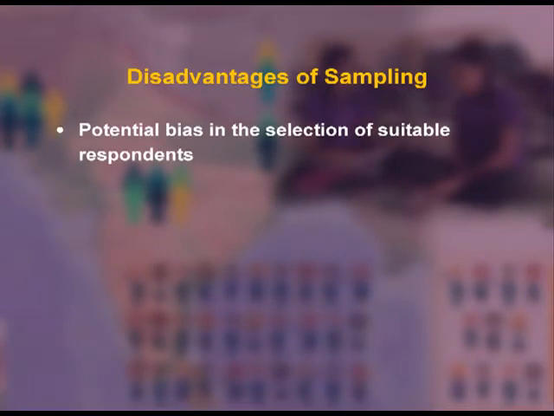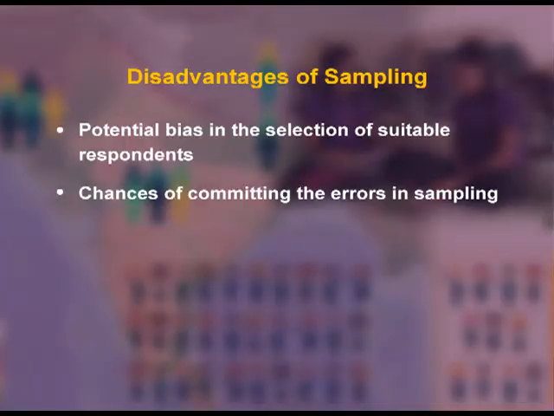Disadvantages of sampling. First, potential bias in the selection of suitable respondents. There is room for potential bias in the selection of suitable respondents by the investigators. This may be because the investigator selects respondents who are more likely to give the desired results.